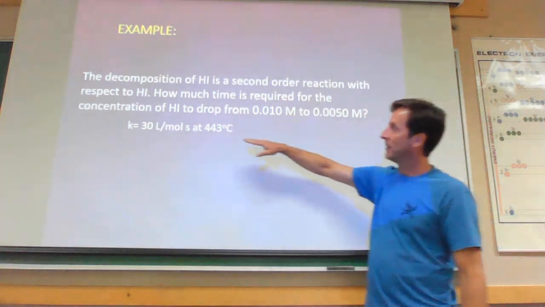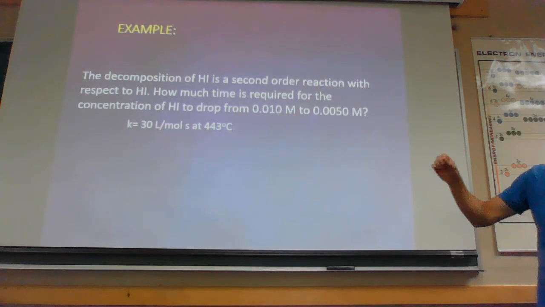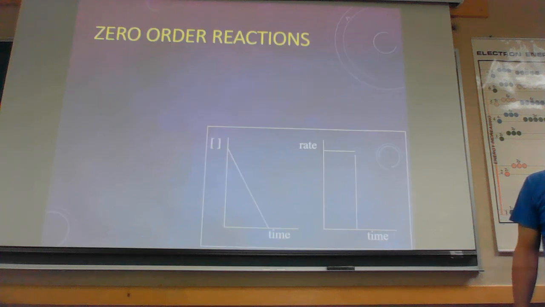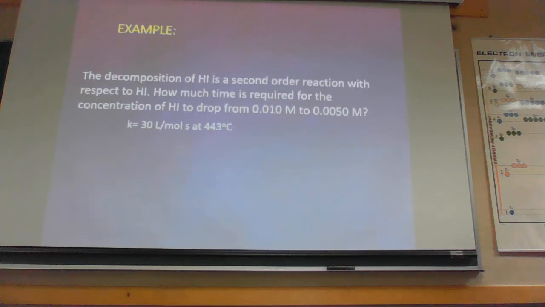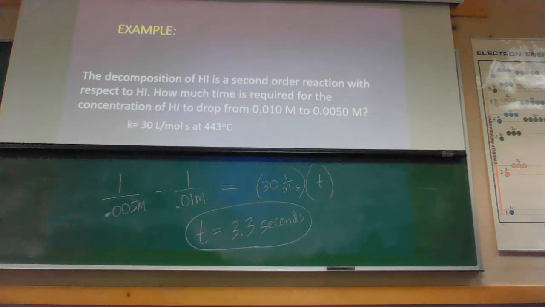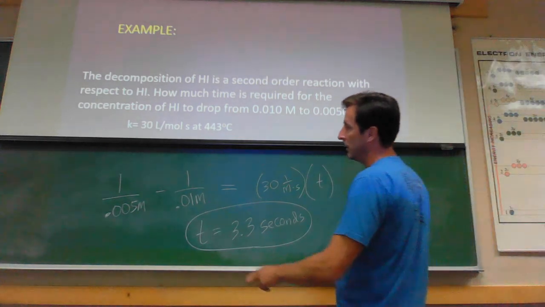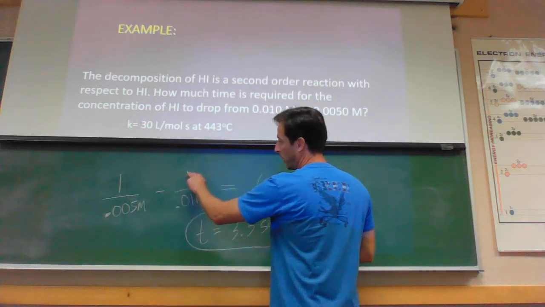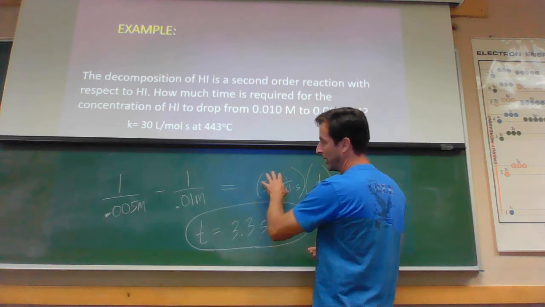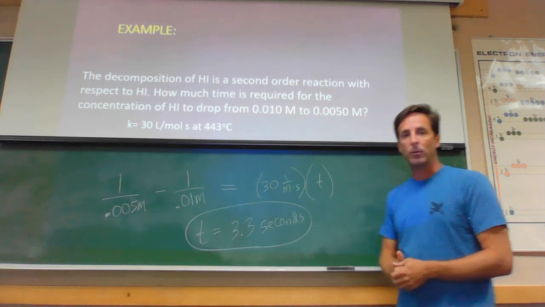They gave me the value of K, which is 31 over molar times second. I actually worked this on the board already. If you can see that, I plugged in the numbers that were given: 1 over A_t minus 1 over A_0 equals kt. I plugged all the numbers in, and if you do the math and solve for it, you should get a time of 3.3 seconds.